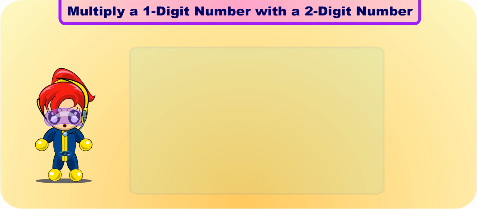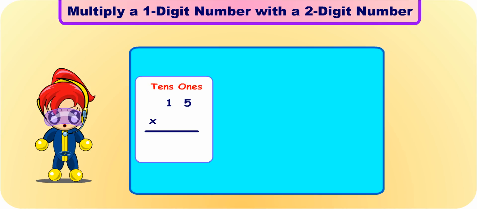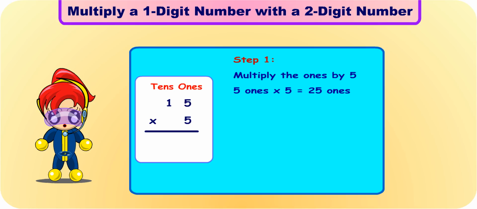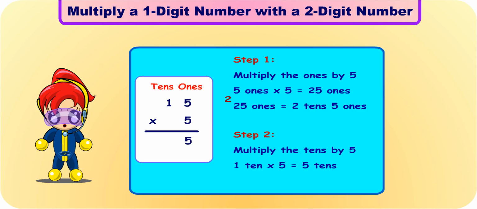That's very fun, teacher. So to multiply a 2-digit number by a 1-digit number, I need to multiply the ones first, followed by the tens. If the number in the ones place is too large, I need to make 10 and then carry over to the tens place. Yes, Turbo Girl.